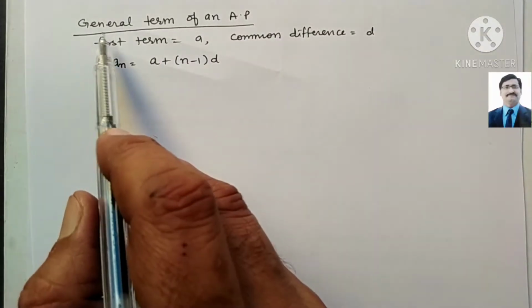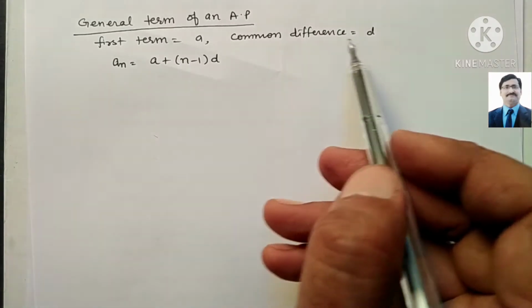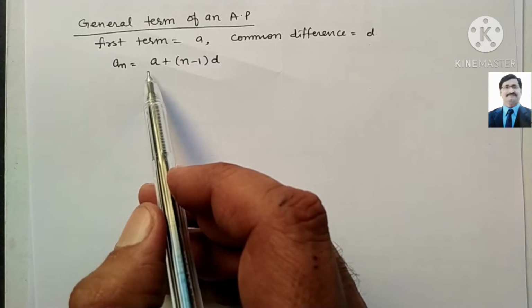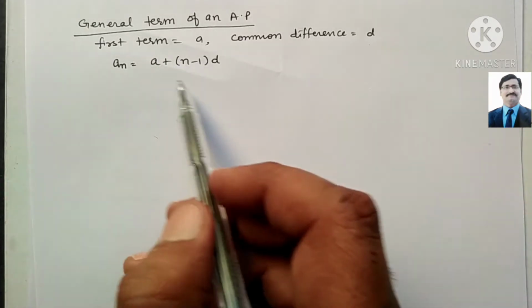Look here, we have to find the general term of an AP. Here the first term is A and the common difference is D. We can find the general term. The general term we can write as An, and this is equal to A plus (n minus 1) D. This is the formula for the general term.